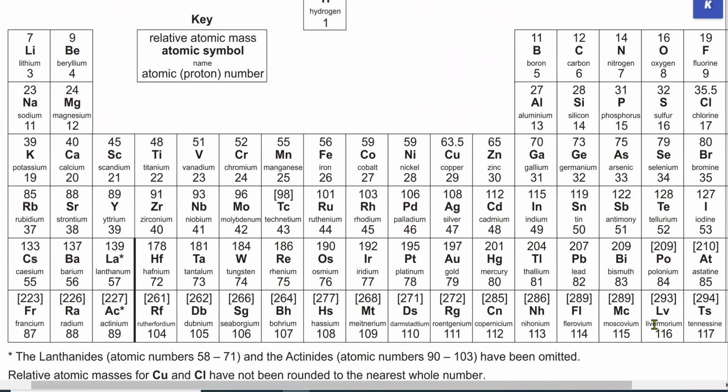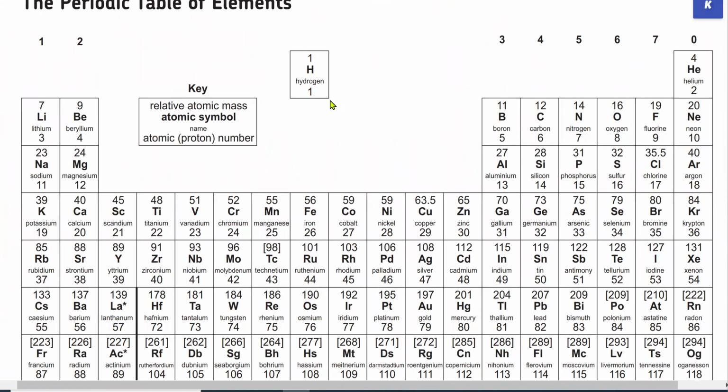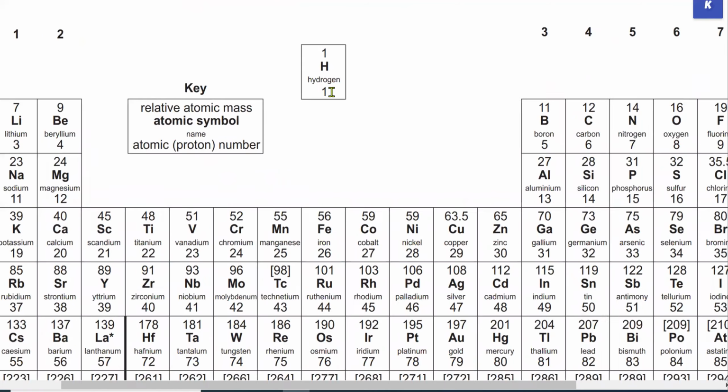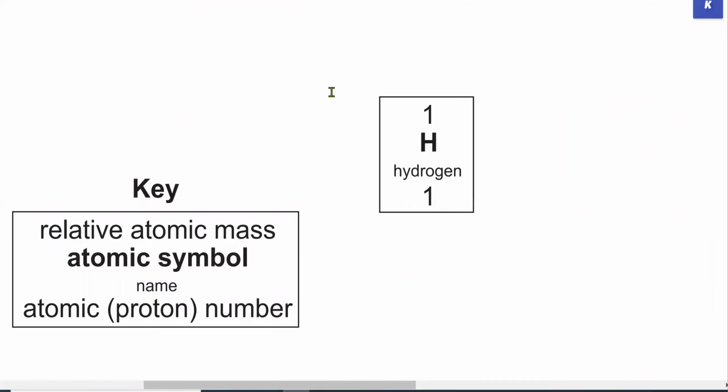A lot of these big elements are very unstable. The bigger the element, the rarer it's going to be. The smaller the element, the more abundant it's going to be. For example, hydrogen and helium. Hydrogen is probably one of the most abundant elements in the universe. Why? Because it's a very simple atom. It only has one proton. So it's an atom that's very stable.